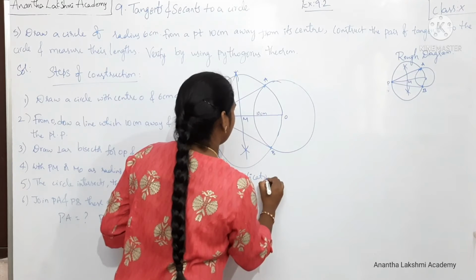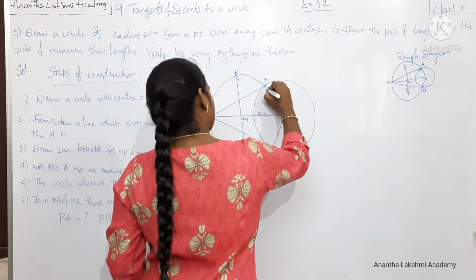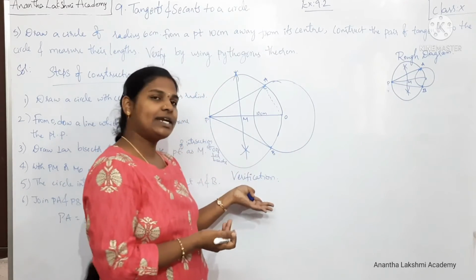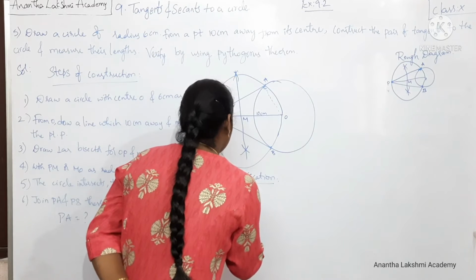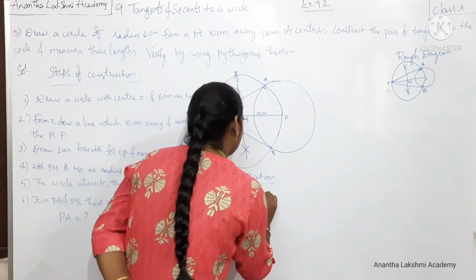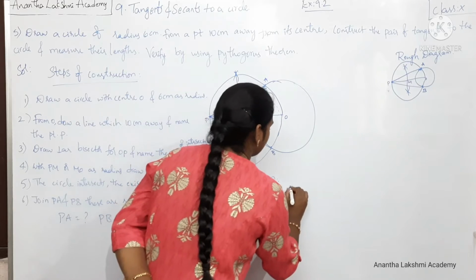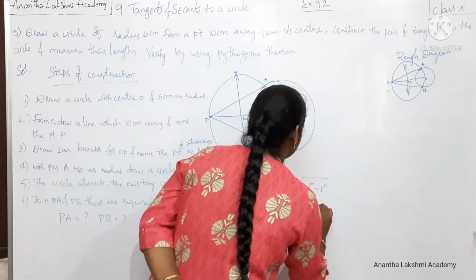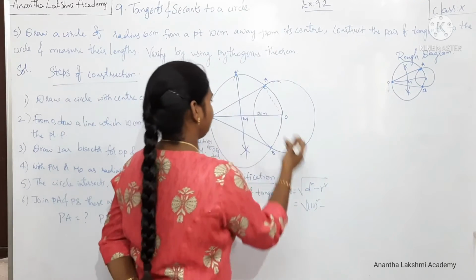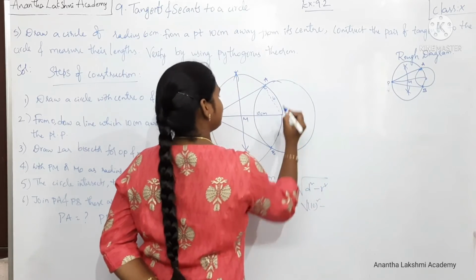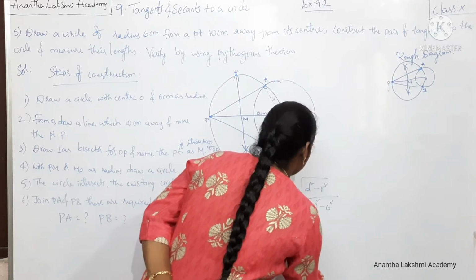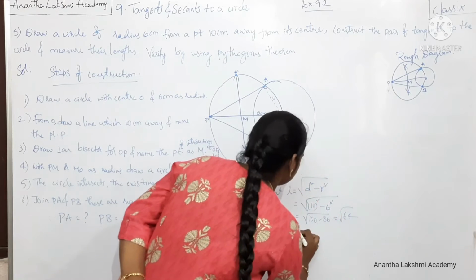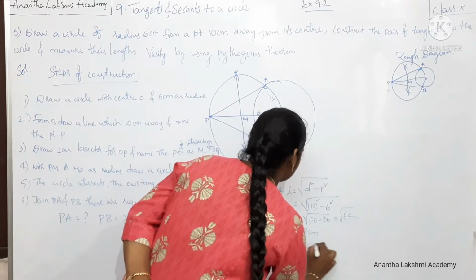So verification. How do we verify this? If you see, this forms a right angle triangle. Or if you remember the formula directly, we have the length of the tangent L is equal to under root of d square minus r square. D is the distance, 10 square. R is what? The radius. Radius is how much? 6 centimeters, 6 square. That is 100 minus 36, under root of 64, which is 8 centimeters. So the length of the tangent is 8 centimeters.